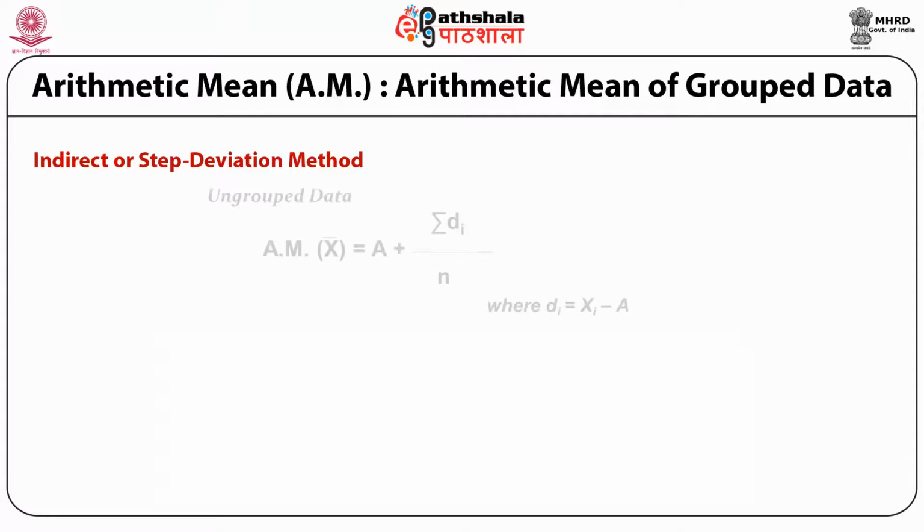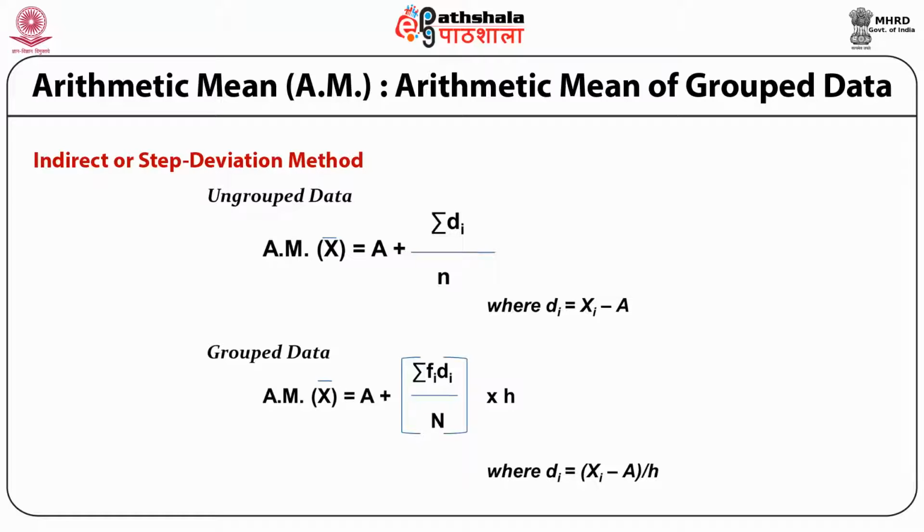So let's start with ungrouped data. In case of ungrouped data, arithmetic mean x bar is equal to a plus summation di upon n, where di is equal to xi minus a. In this case, a is known as assumed mean. By assumed mean, what we want to convey is that we have shifted the origin from 0 to a.